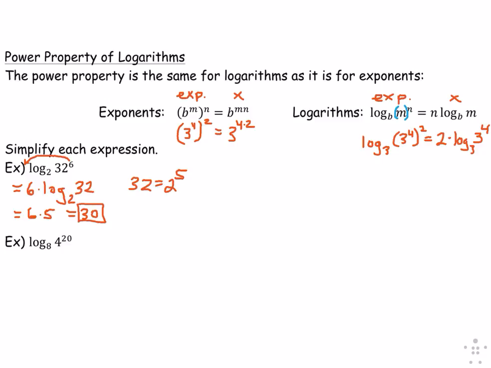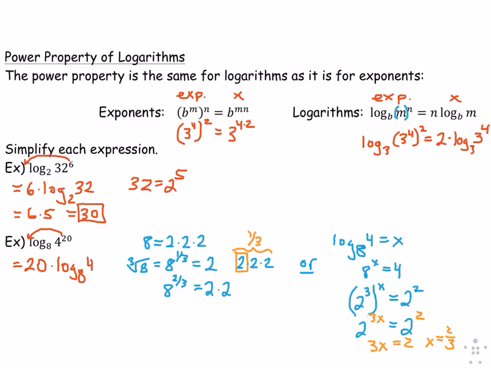In the next example, I'll take the 20, put it out front, and multiply it by the log base 8 of 4. Now, 8 to what power is 4 is a harder question, so we could think about it in one of two ways. The first method is conceptual. It really goes to the heart of what radicals are about, or rational exponents.